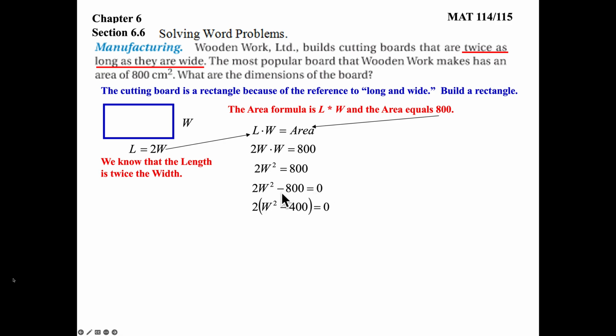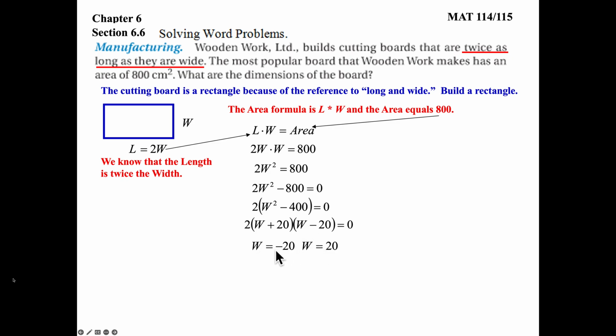We can take out a GCF of 2. We're left with W squared minus 400. That looks like a difference of perfect squares. Check your calculator; the square root of 400 is 20. So W plus 20, W minus 20. This 2, we don't need it; we could divide it over to the 0. It's gone. W equals negative 20, W equals 20.